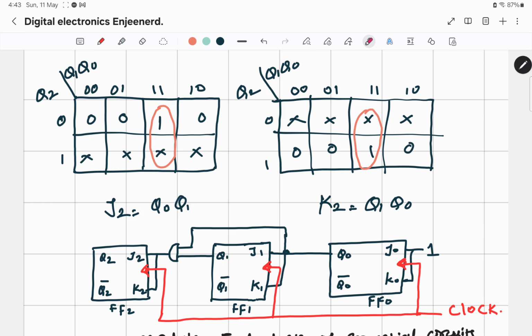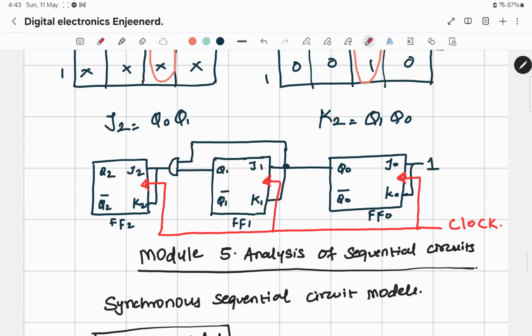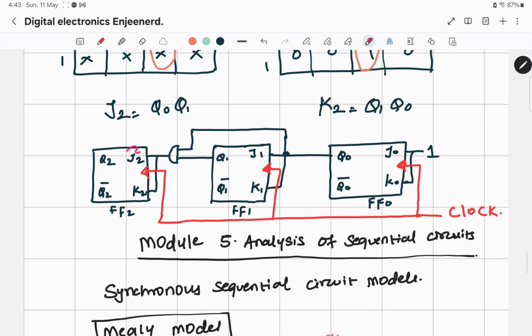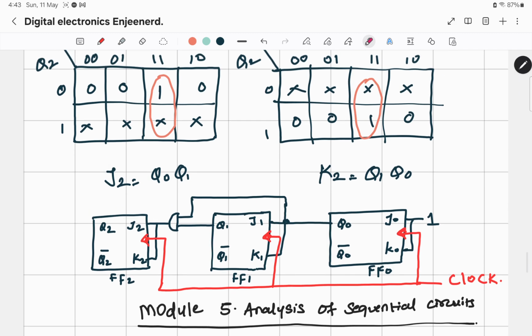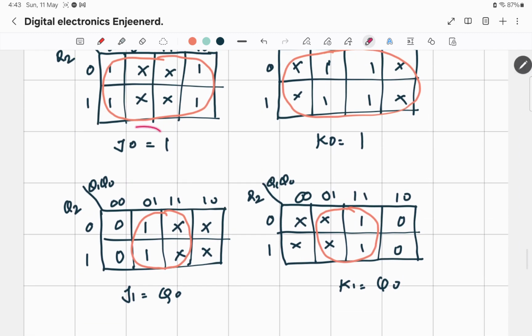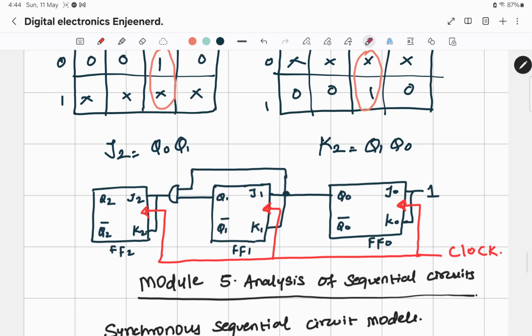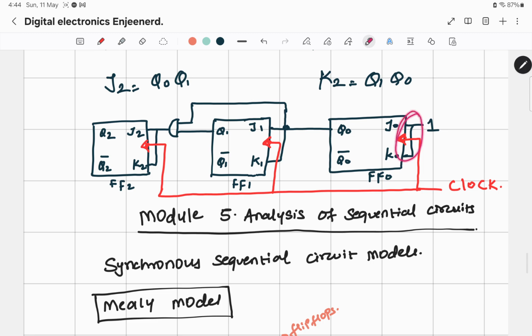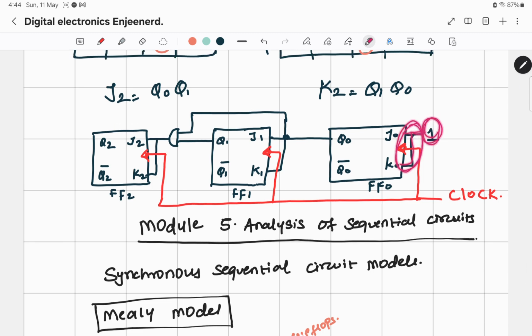And the final step that you have to do is to design the counter. So first you will be making 3 flip-flops, J2 K2, J1 K1 and J0 K0. Now the inputs will be decided by the equations. So what does the equation say? J0 and K0 should be 1. So I have connected J0 and K0 to 1, right?